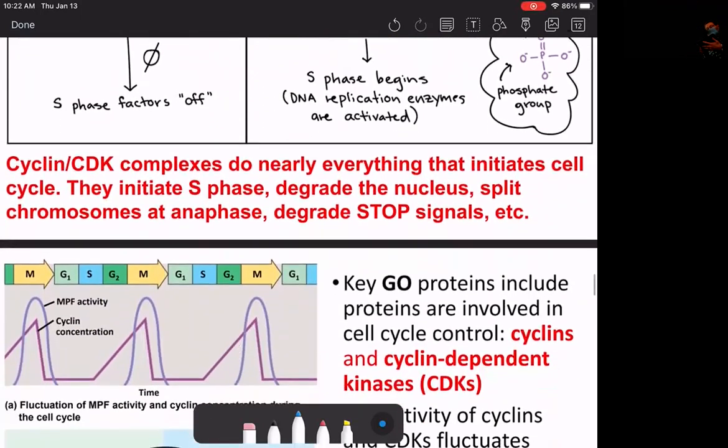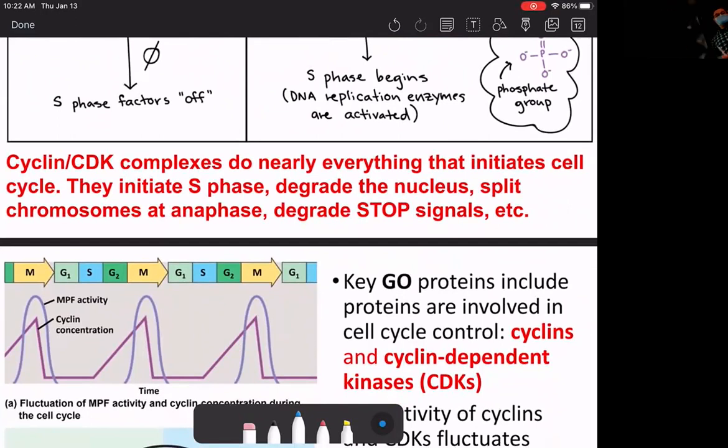I'll leave you with this red text right here. In terms of a go signal that I want you to feel comfortable with, those two words are the main goes. They are the signals that accumulate and say it is time to double, it is time for mitosis, we need more cells.